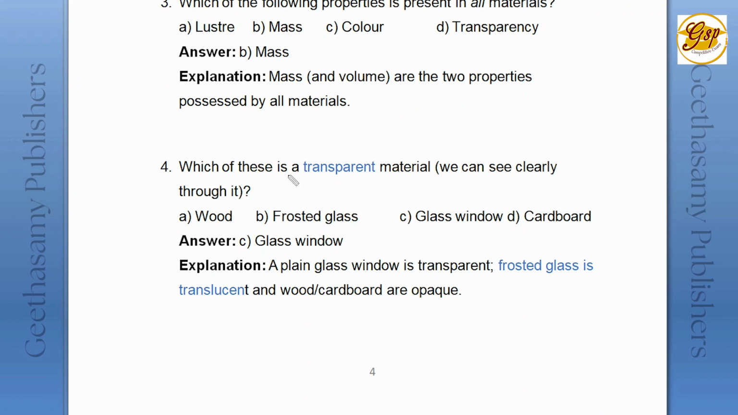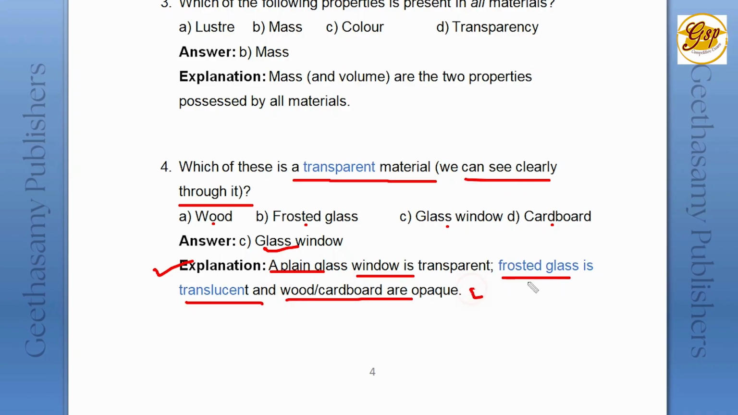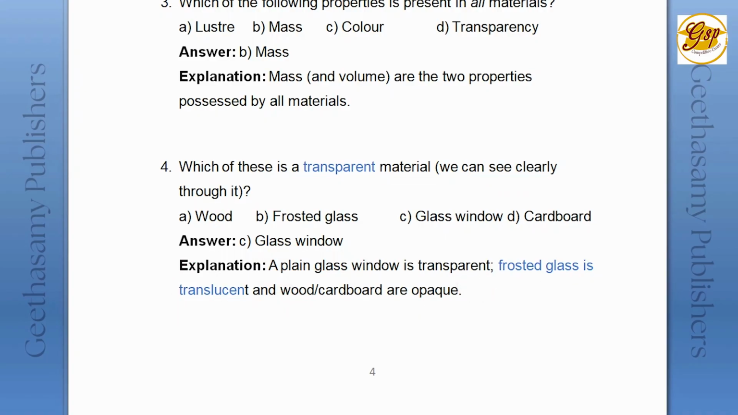Which of the following is a transparent material? We can see clearly through it. Wood, frosted glass, glass window, and cardboard. Answer is glass window. Explanation: a plain glass window is transparent, frosted glass is translucent, and wood and cardboard are opaque. Right? Okay. Then fifth question.